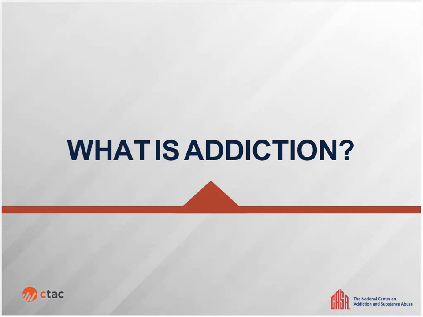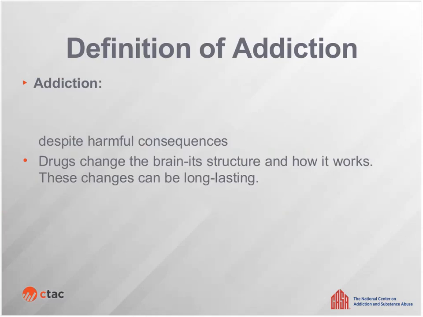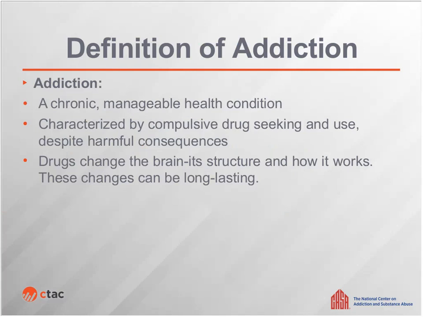let's look at the definition here. In terms of addiction as a definition, from a science perspective, we really see it as a chronic manageable health condition characterized by compulsive drug seeking and use despite harmful consequences. And drugs change the brain, its structure, and how it works. So we're really going to focus on the science and the biochemical changes in the brain that really define addiction from a science perspective.